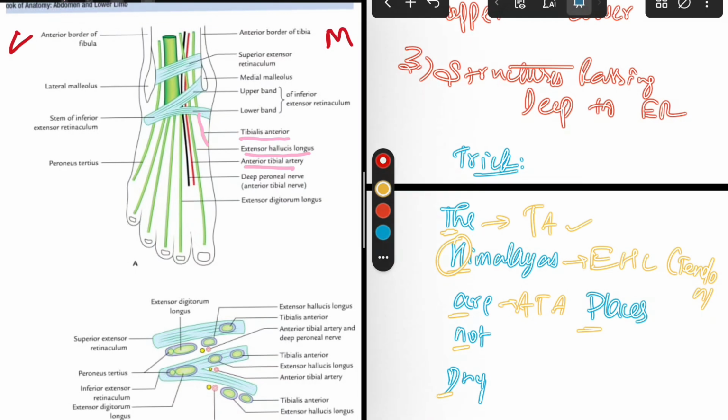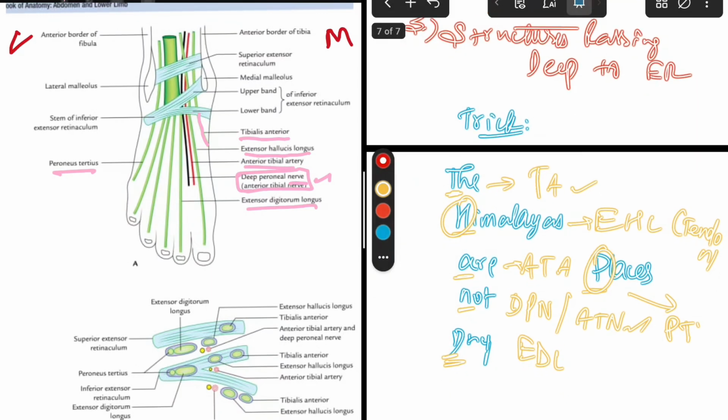Next, N is the nerve, which I am representing here as the deep peroneal nerve or anterior tibial nerve. Both are the same, as mentioned clearly in the diagram. Next, D is extensor digitorum longus, also one of the tendons. Next, P is peroneus tertius, which is present on the lateral side of the leg or foot.